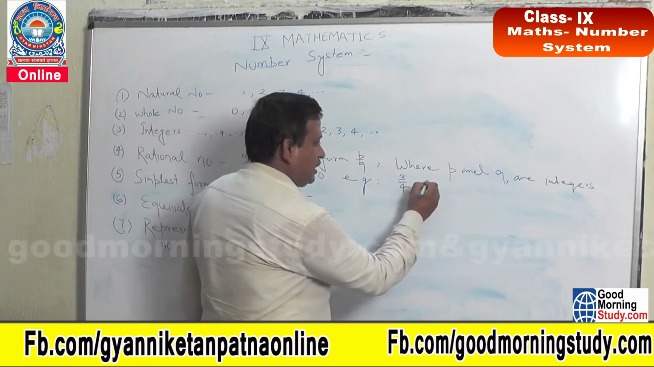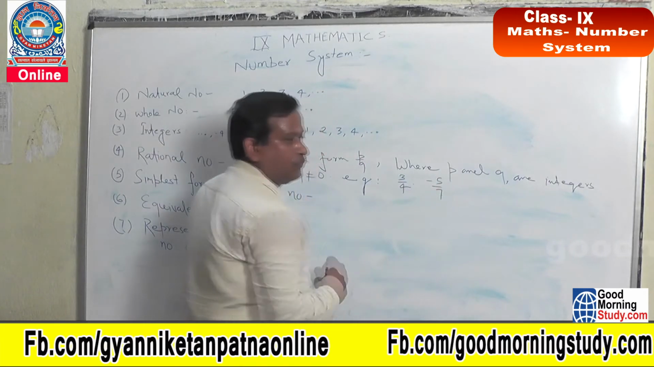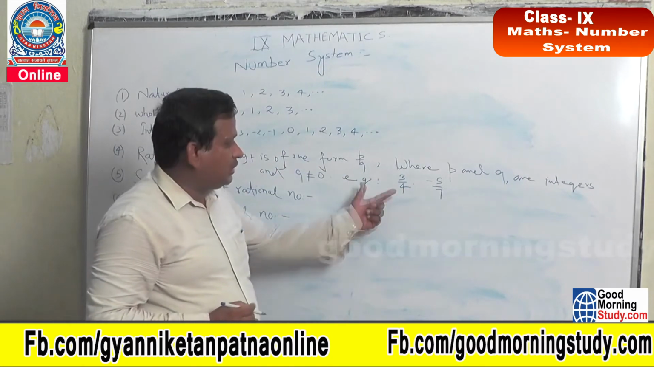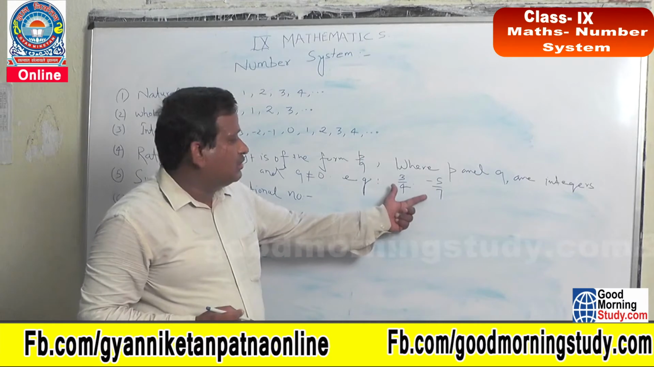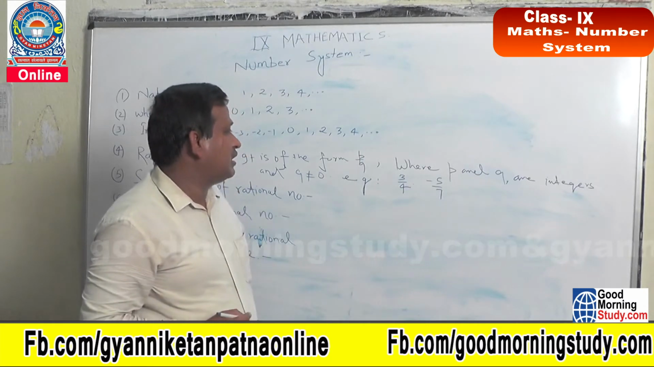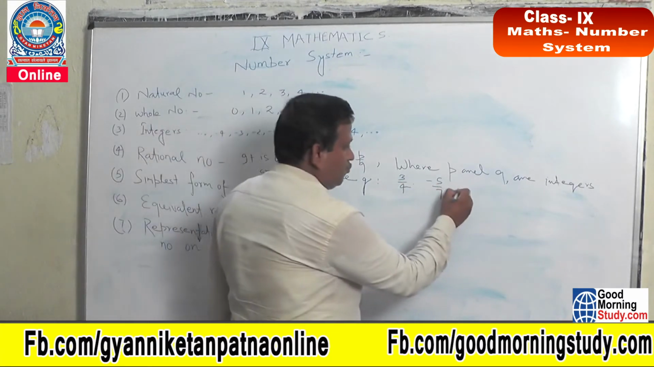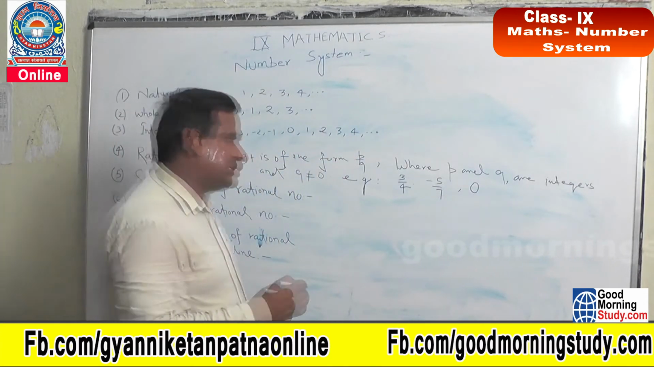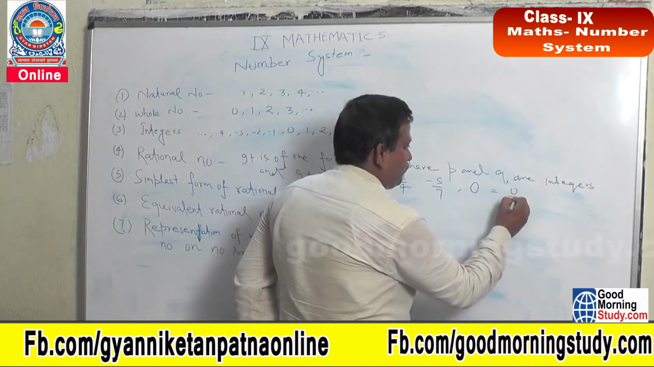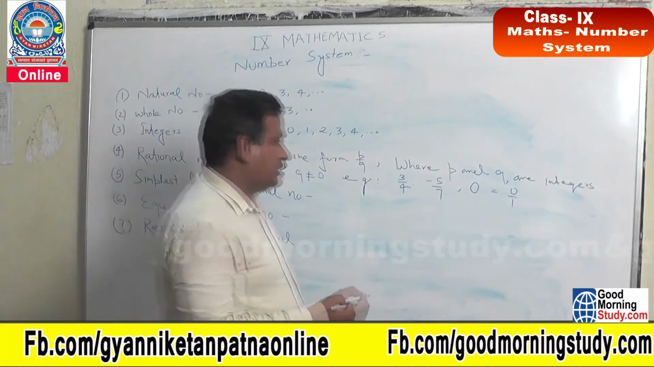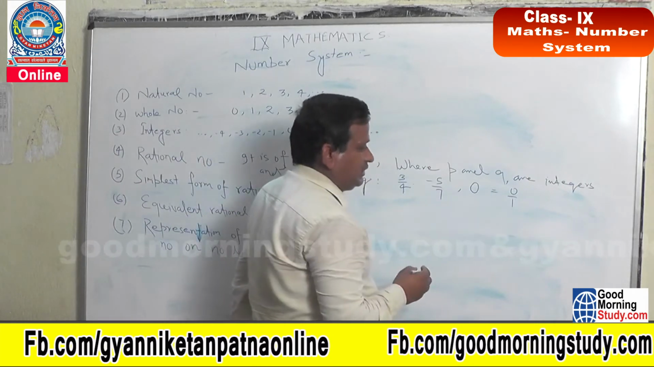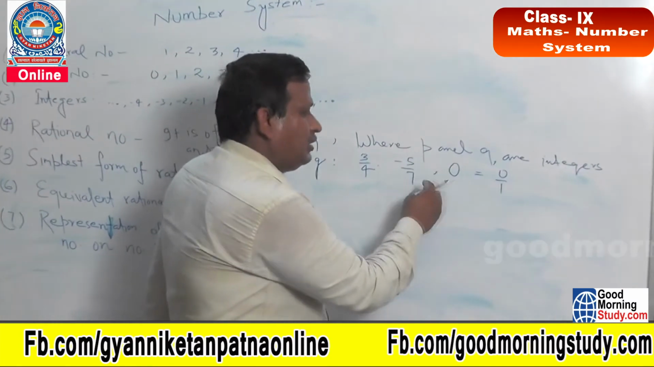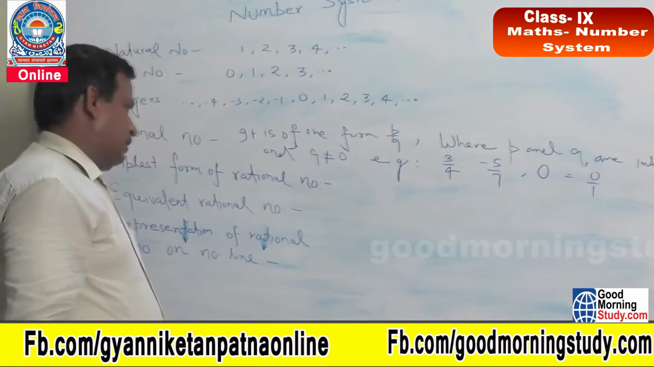One more example I am taking, -5 by 7. -5 and 7 both are integers, and 7 is not equal to 0. So we can call this a rational number. One more example I am taking, 0. Children, 0 can be written as 0 by 1. 0 and 1 both are integers, and 1 is not equal to 0, and that's why we can call 0 also a rational number.